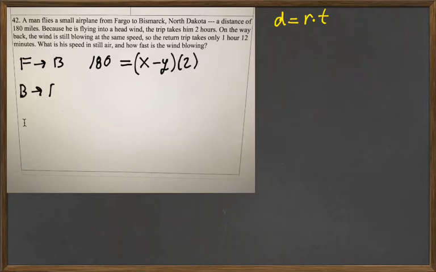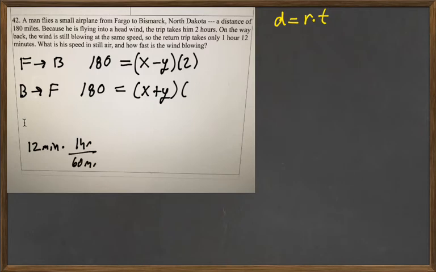From Bismarck to Fargo, it's again 180 miles. But this time the wind is pushing the plane, so we add the two speeds: x is the speed of the plane, y is the speed of the wind. We have a units issue because we have 12 minutes and 1 hour. We'll assume miles per hour, so we need to convert the 12 minutes into hours.